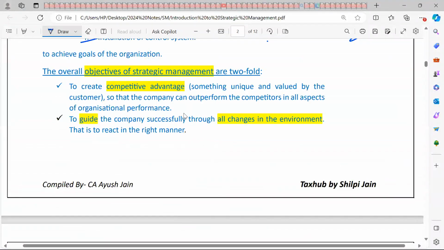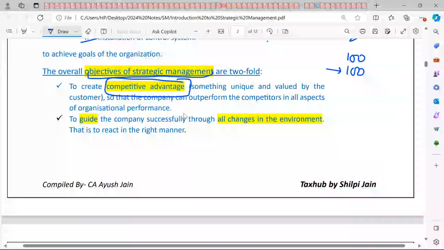So what is the overall objective of strategic management? To create a competitive advantage. Competitive advantage means if a company wants to earn 100 rupees, it can easily achieve that target. So can it be silent, saying I have achieved my 100 rupees target, now I will go and sleep? No. Another aim of the company should be that it should gain a competitive advantage.